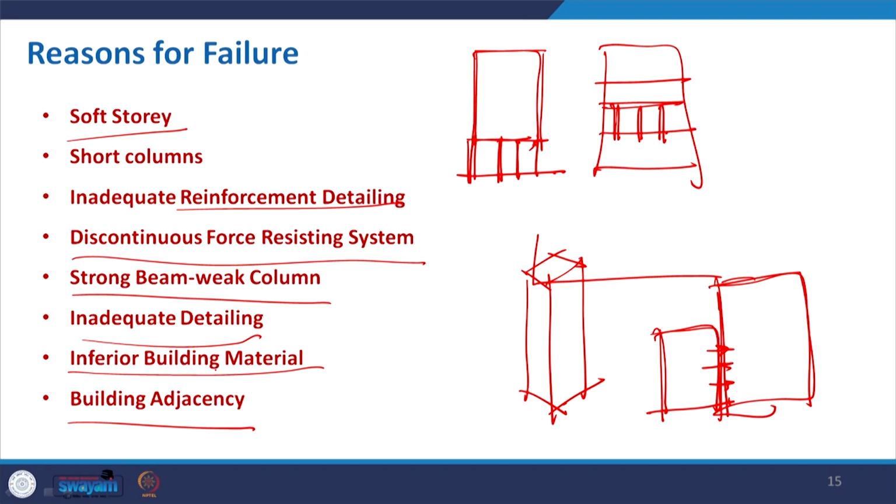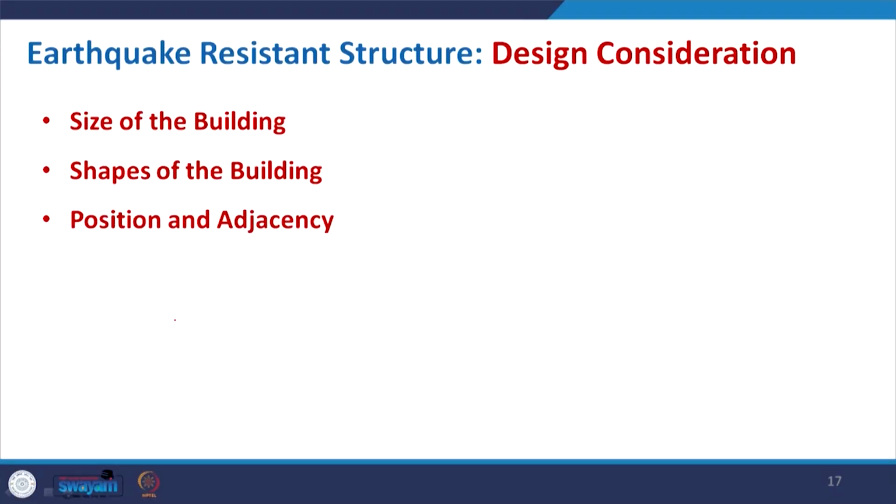And then what you need to do is basically avoid this soft story. As I told you, we have to be very sure about the arrangement of the beam and column, and we should really go for a strong column and weak beam combination instead of a strong beam and weak column, which leads to failure during a heavy earthquake. Now, for earthquake resistant structures, the design considerations have a relation with the size of the building, the basic shape that we take for the building, and the position and adjacency. These are the design considerations that we need to make along with the structural design.